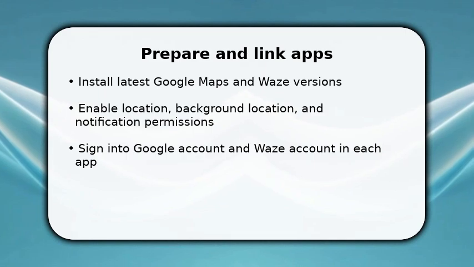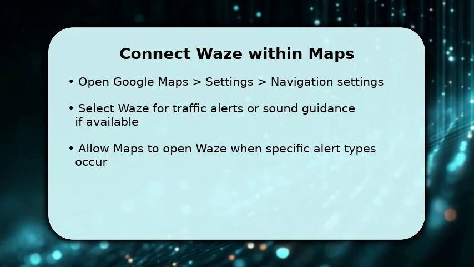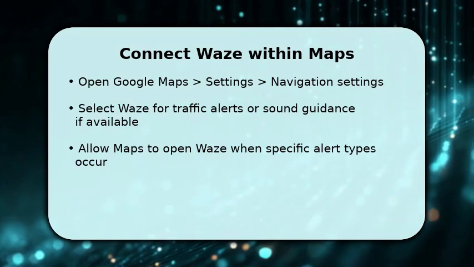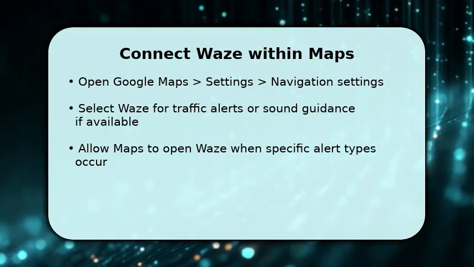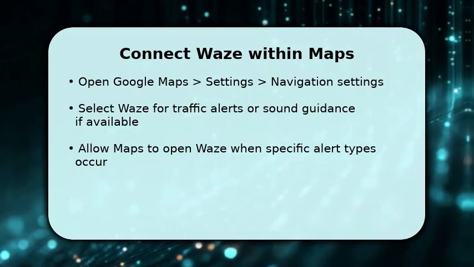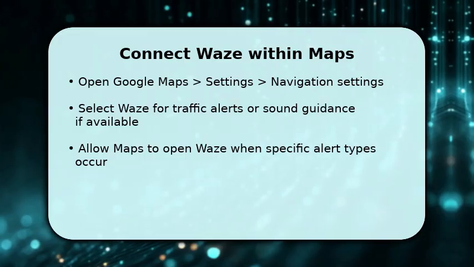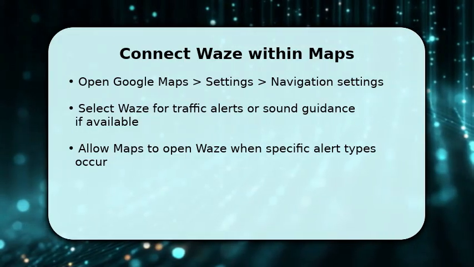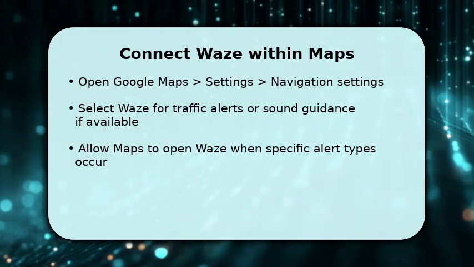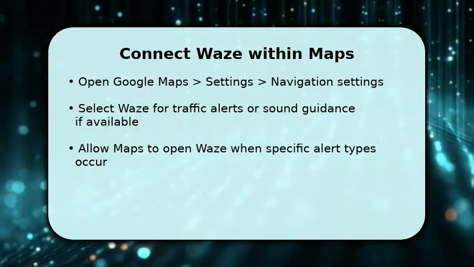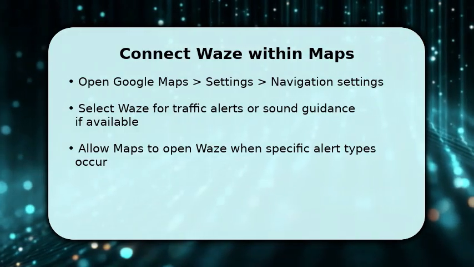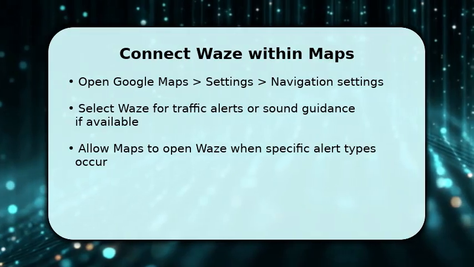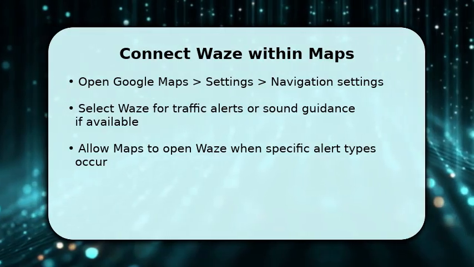You now connect Waze from inside Google Maps. Go to Settings, then Navigation Settings, and choose the option that integrates third-party alerts or sound guidance. Select Waze. Doing this instructs Maps to route audible alerts and incident updates from Waze, while Maps handles routing visuals. Make sure to allow Maps to launch Waze for traffic incidents and police or hazard alerts. This handoff reduces duplicated prompts.